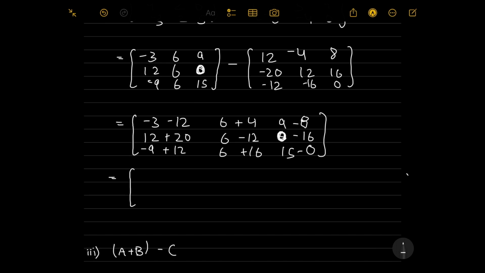At last we get the answer, minus 15, 10, 1, 32, minus 6, minus 16, and 3, 22, 15. So this is our answer. Moving on to part 3.